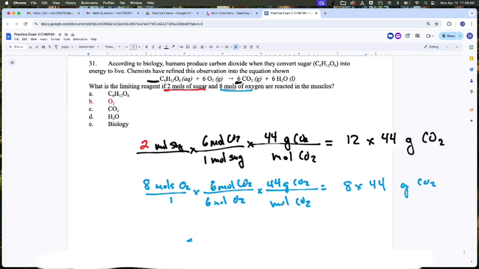So 12 times 44 is a significantly larger number than 8 times 44, which means what's my limiting reagent? The bottom one is the limiting reagent. What was the reagent in the bottom one? The moles of oxygen. Okay, so we go, oh, that's my limiting reagent. Do we have to solve it in grams like that to find the limiting reagent?